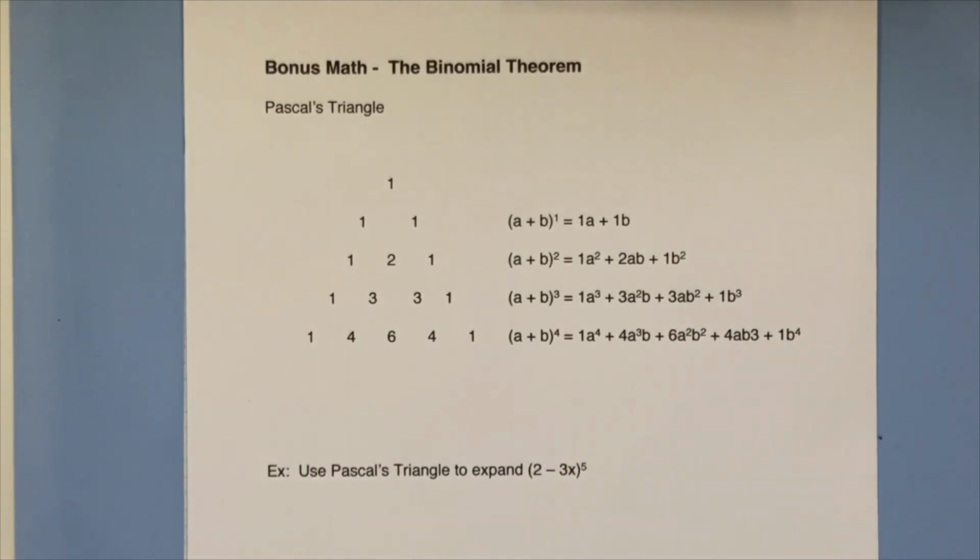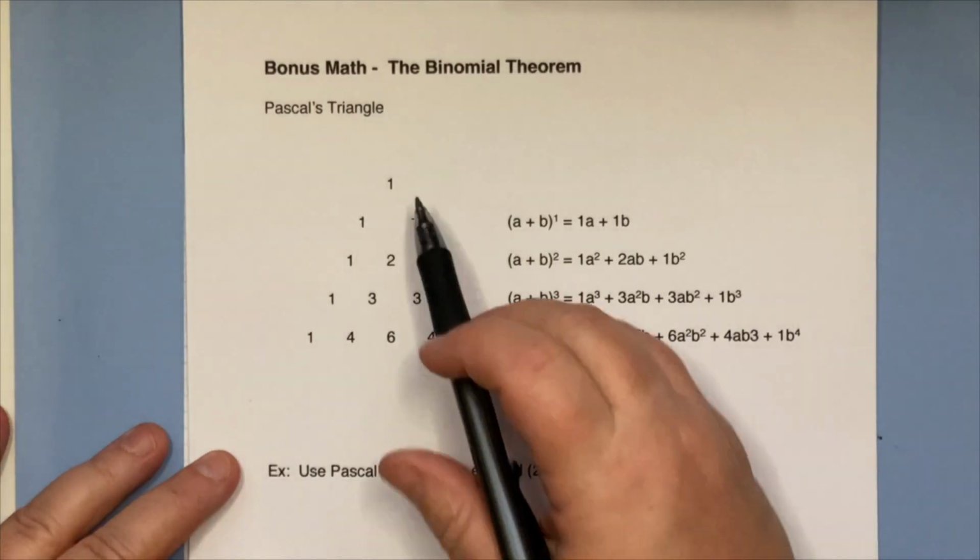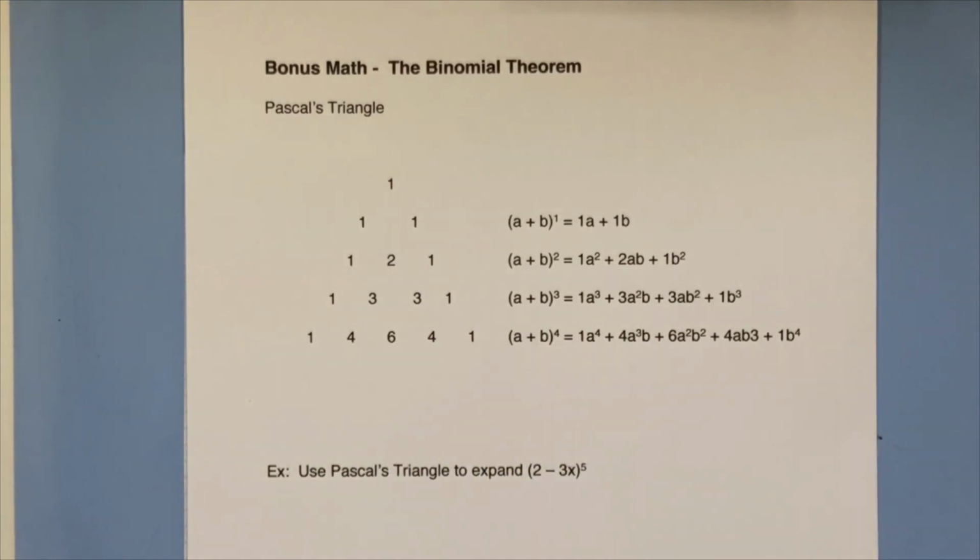Woohoo! Welcome back. Tonight we're going to be talking about a little bit of bonus math involving something called the binomial theorem and Pascal's triangle. So we're going to start with the idea of Pascal's triangle. And so this is a triangle which at first maybe looks a little bit like, oh my gosh, where did these numbers even come from? But the really cool thing is you can generate this triangle on your own. The pattern is fairly straightforward.